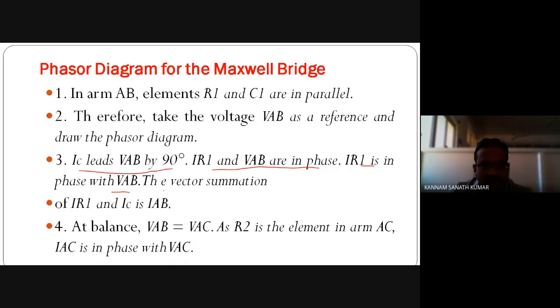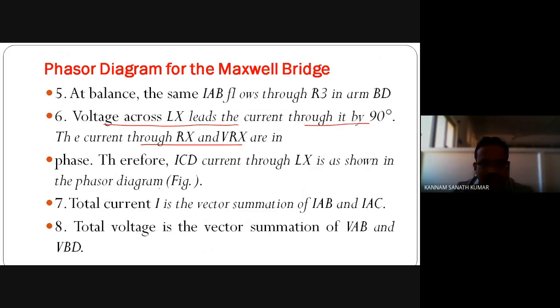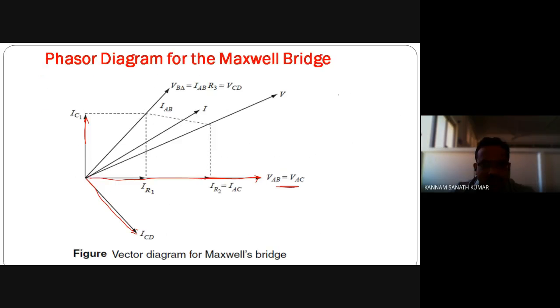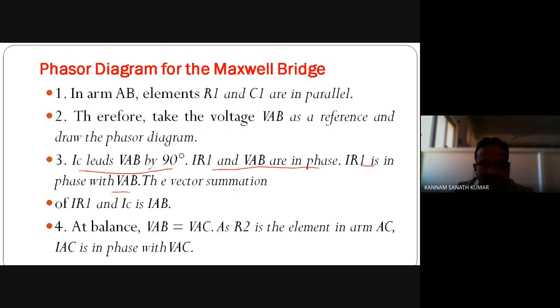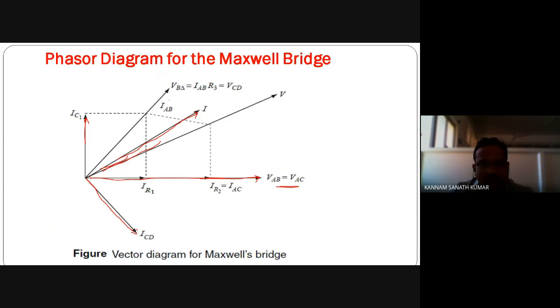And next you have to calculate the summation of the vectors. So total current, you can find out the vector summation of IAB and IAC. So here you are getting the total current. So this is the total current. So here this one is total current. So total current is the summation of what? IAB plus IAC. So total current is IAB plus IAC.